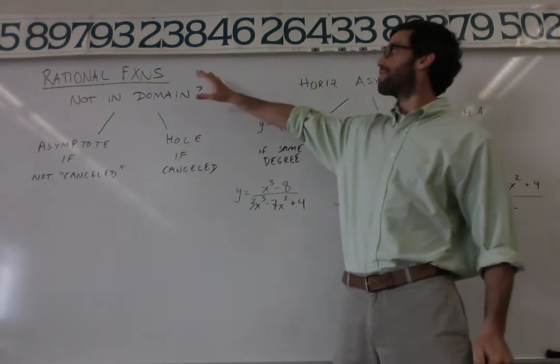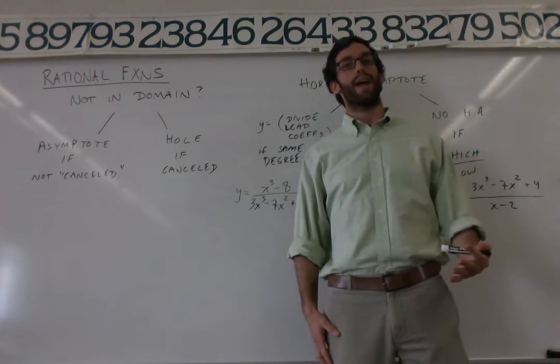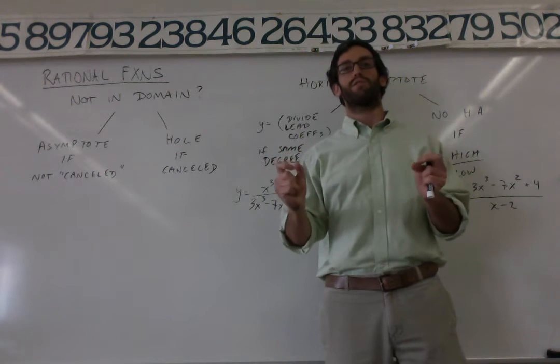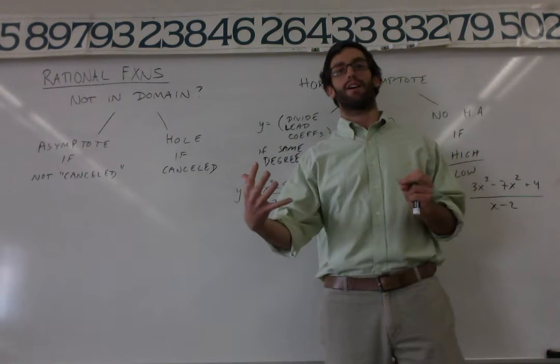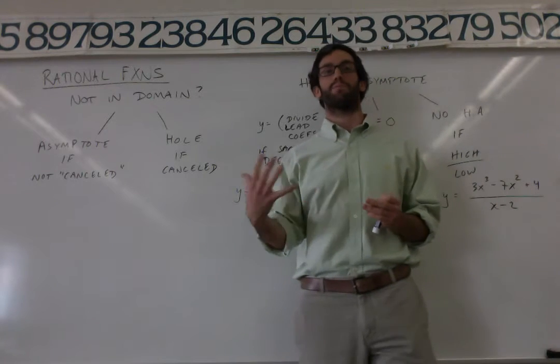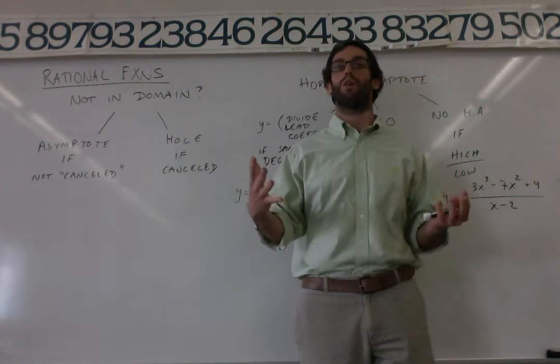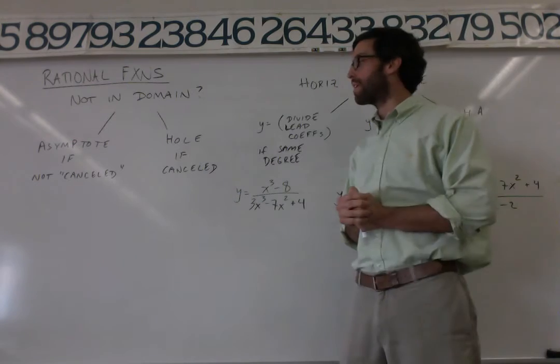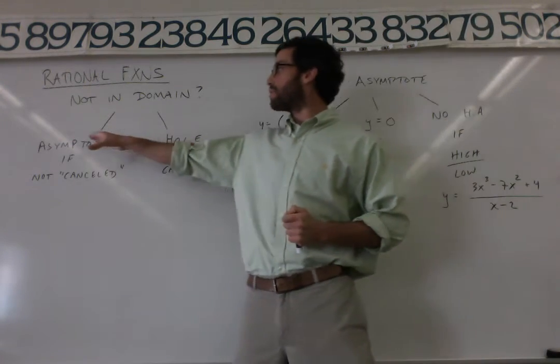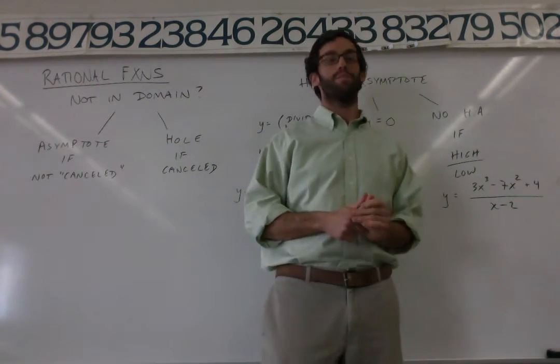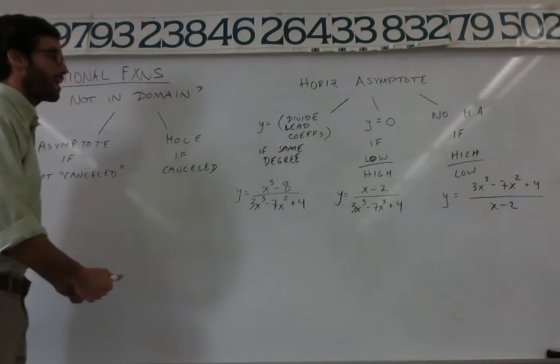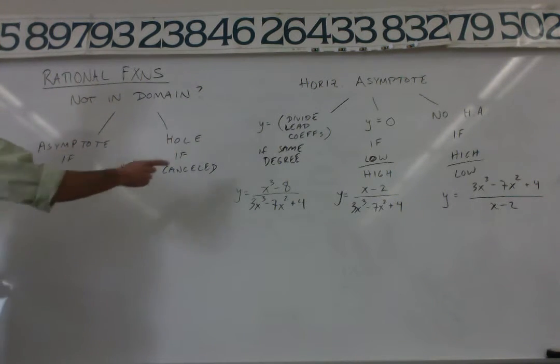Now, after you find those values that are not in your domain, what those values produce is some kind of a discontinuity, okay? And there are two types of discontinuities you might have, a vertical asymptote or a hole. We talked about both of those in class also. All right, so if you cancel out a factor, let's even do a little example. What about we look at the middle problem.